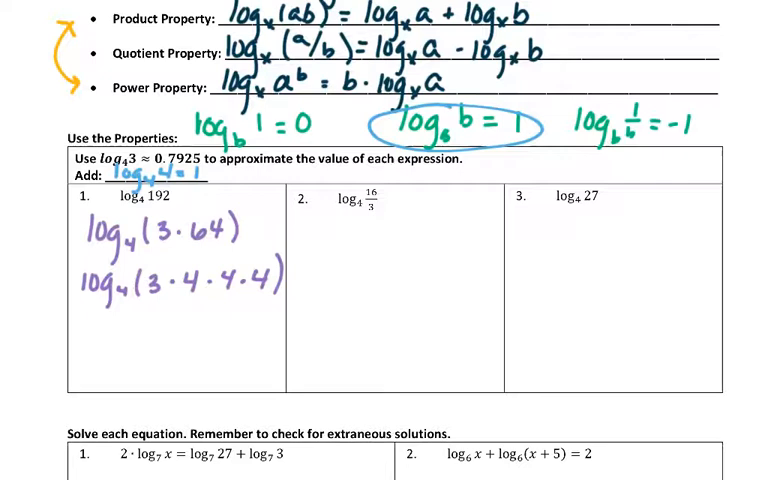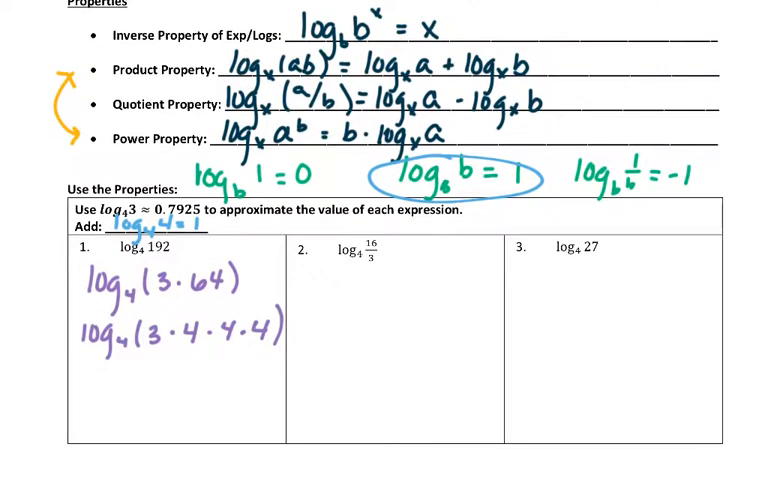So then all this is saying is if we go back to that product property, okay, A times B would be like 3 times 4 times 4 times 4, right? So we can break this up into log base 4 of 3 plus log base 4 of 4 plus log base 4 of 4 plus log base 4 of 4. So let's go ahead and we're going to do that now. So each of those changes to log base 4 of 3 plus log base 4 of 4 plus log base 4 of 4 plus log base 4 of 4.